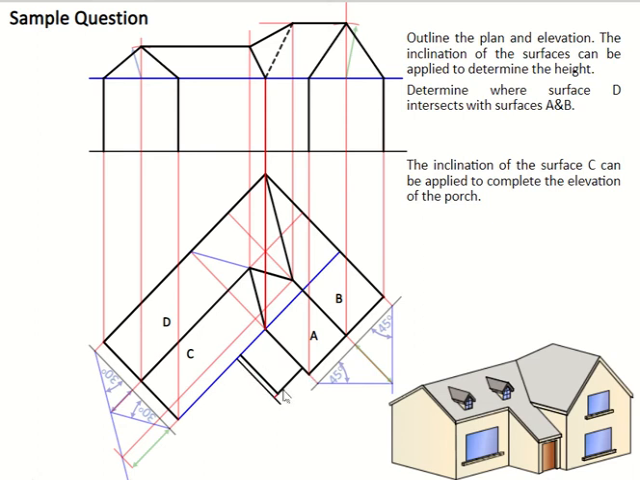Again, remember I came out at 30 degrees. You're told in the question that the porch is at the same inclination as C. It's basically part of the surface C, so it is. So again they've drawn an XY line, I just drew it straight onto the gable.